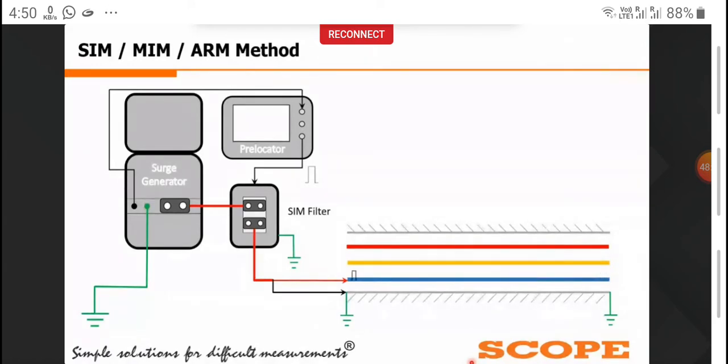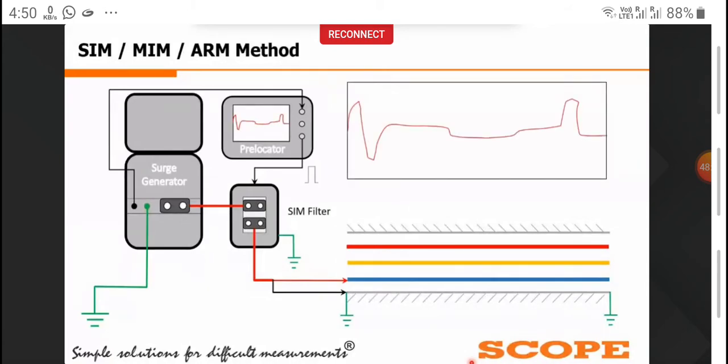So this TDR pulse cannot see the insulation failure or the puncture point in the cable. That's why a regular waveform, as we saw earlier for the healthy core, is plotted on the screen. After that, a high voltage surge from the surge generator is applied to the cable, and simultaneously a TDR pulse is also injected into the cable.